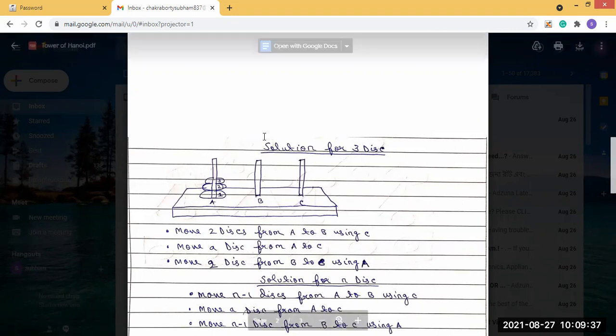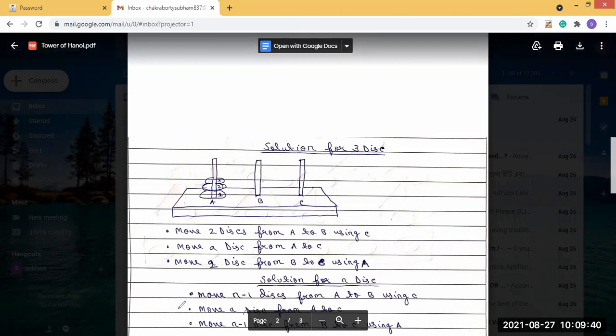Now what do we have to do? See what we will do: move two disks from A to B using C. That means in this auxiliary tower, we will move disks 3 and 2. Disk 3 comes first, because it is on the top, so this disk will be used first. Then 2 comes over it. This is the first step: move two disks from A to B using C.